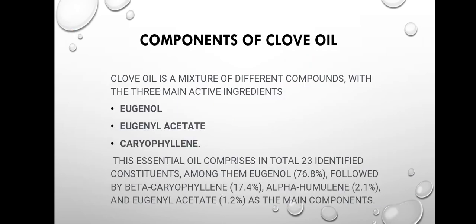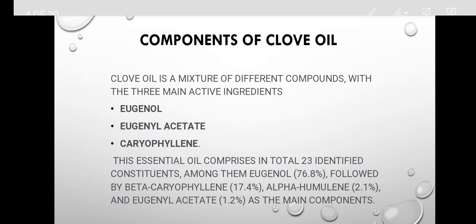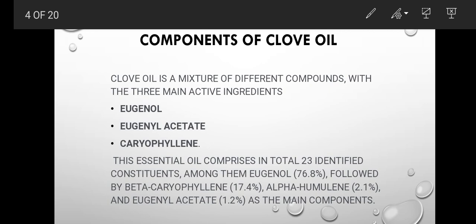Now moving on to the components of clove oil. Clove oil is a mixture of different compounds with three main active ingredients. First one is eugenol, second one is eugenyl acetate and third one is caryophyllene. This essential oil comprises in total 23 identified constituents, among them eugenol 76.8%, followed by beta caryophyllene 17.4%, alpha humulene 2.1%, and eugenyl acetate 1.2% as the main components.